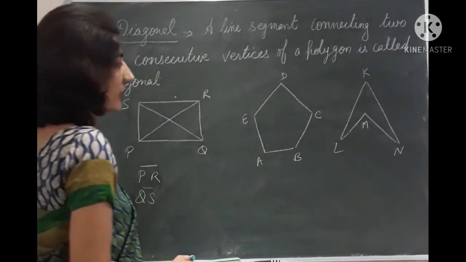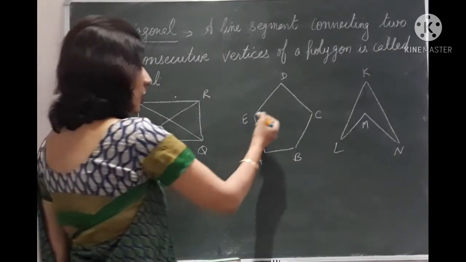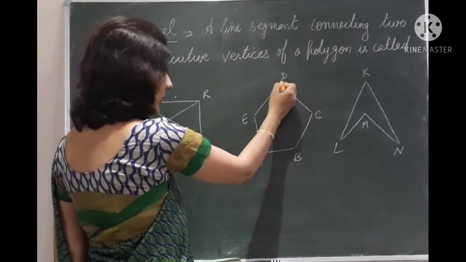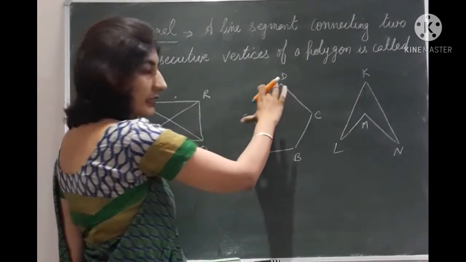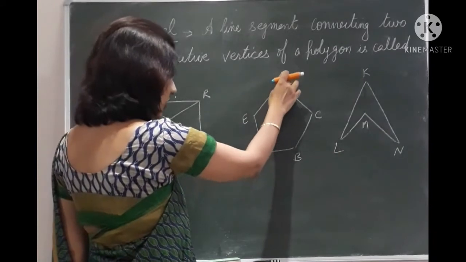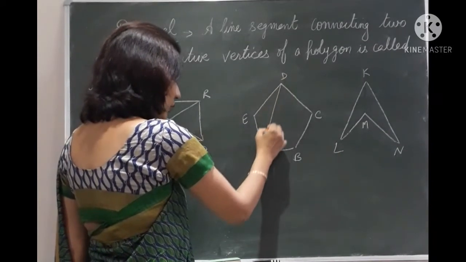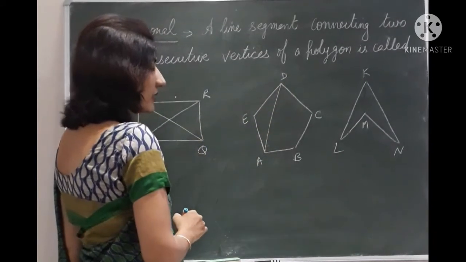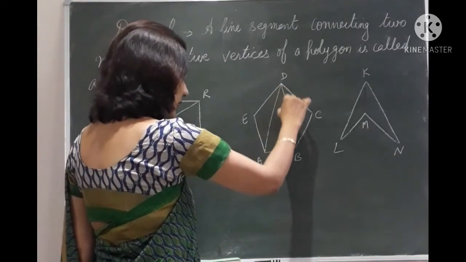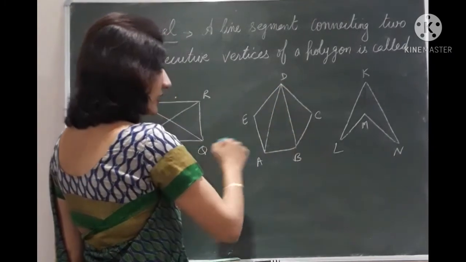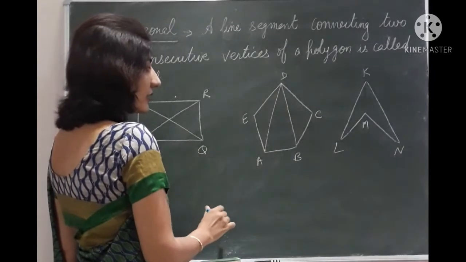Then in this figure you can see it is a pentagon. Here non-consecutive vertices from D to E if I join, these are consecutive, side by side. So I have to join from D to A. So this is one diagonal. Let us see how many diagonals this figure has. Then you will join D to B, another diagonal. Now D to C is a side, two diagonals I have drawn.